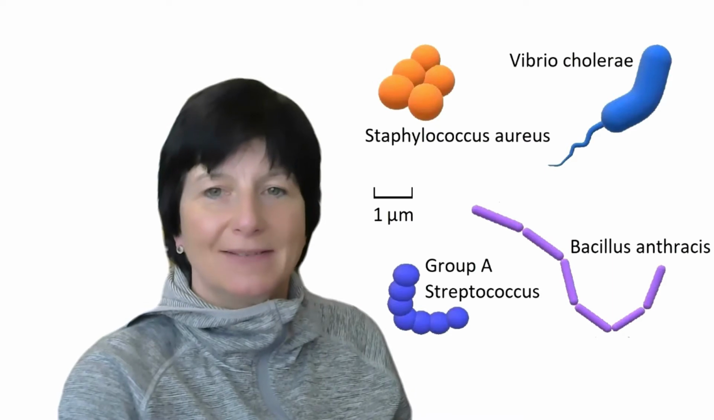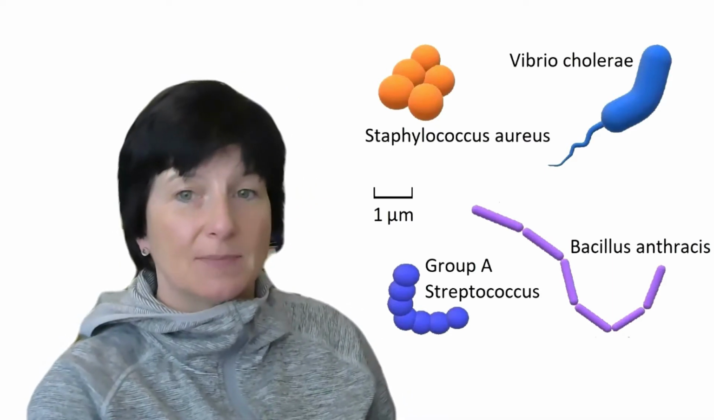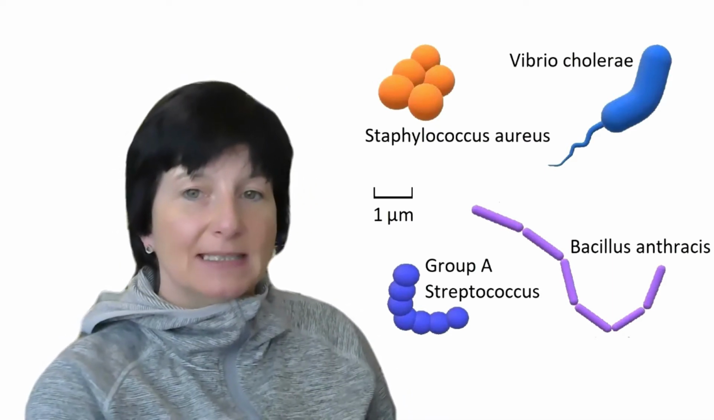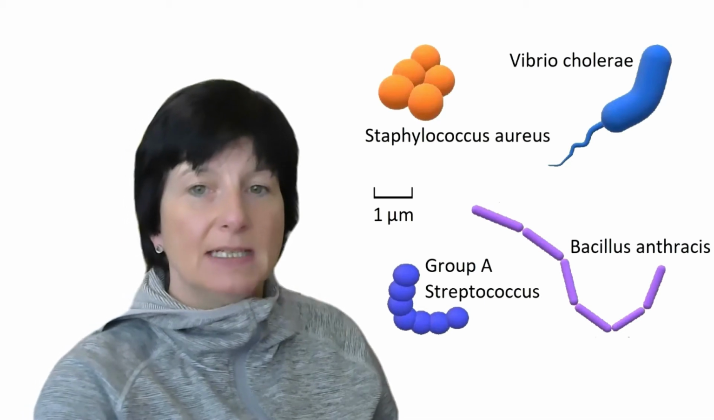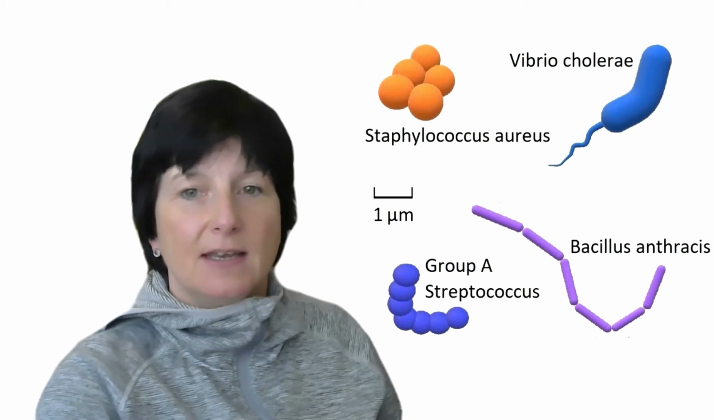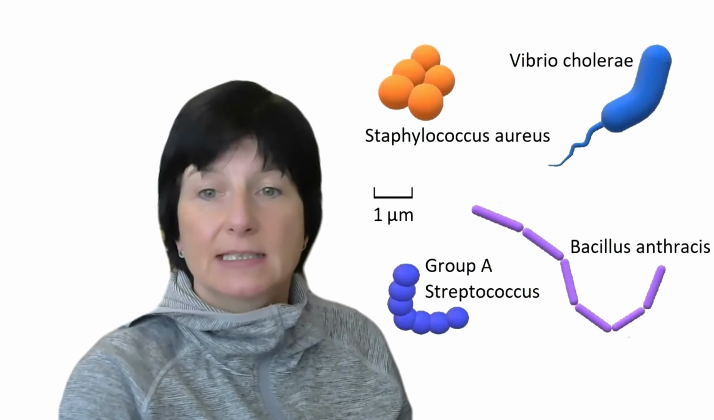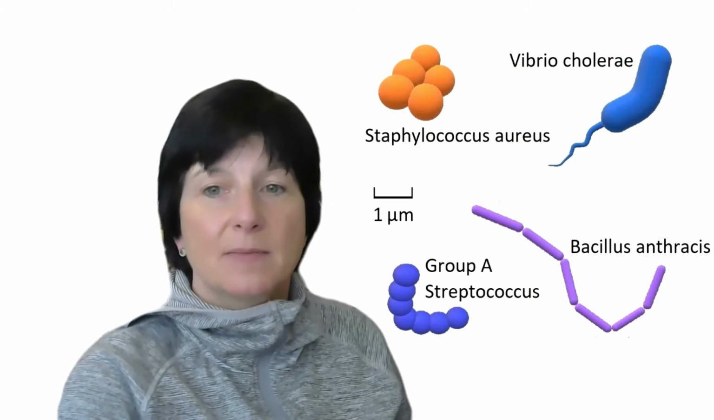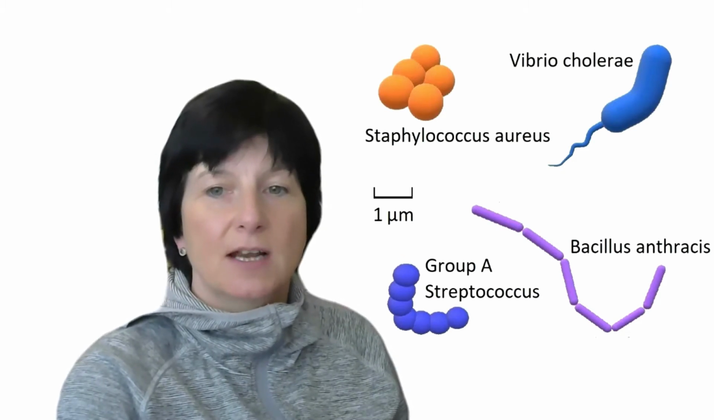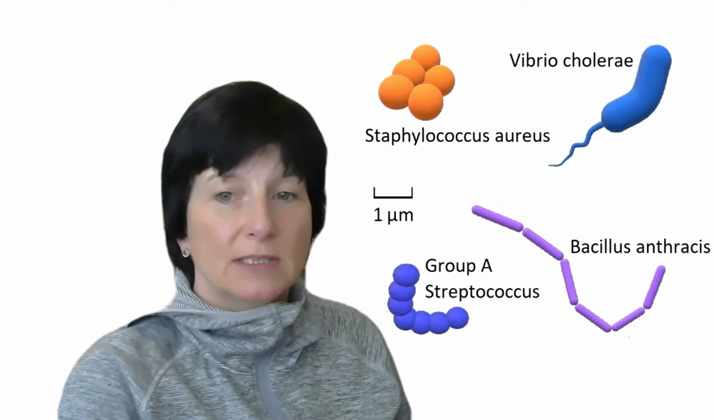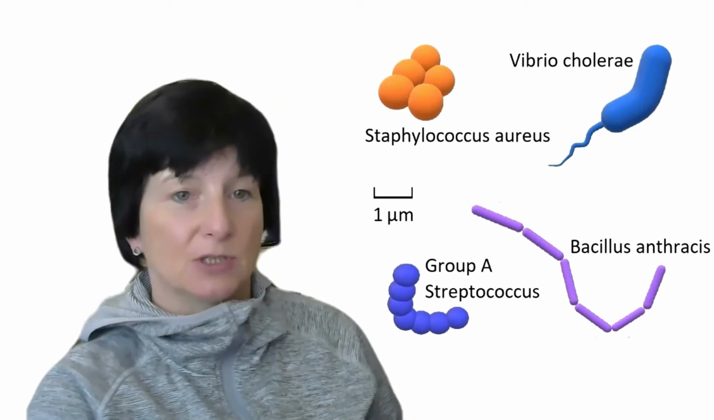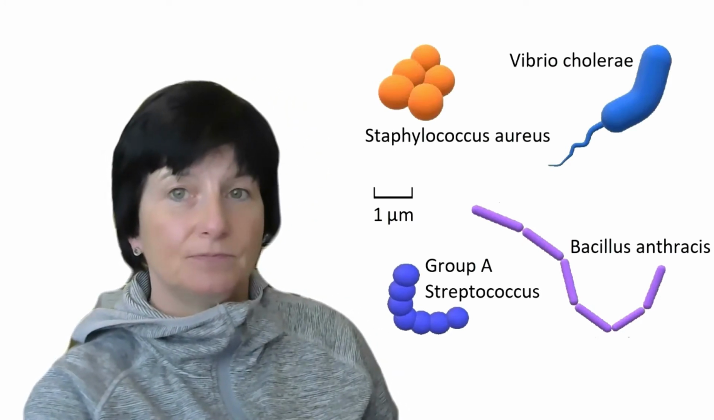Down in the bottom left there, we've got group A Streptococcus. This group of bacteria can cause many different types of infections, from minor illness to very serious deadly diseases. Some examples of diseases they cause are scarlet fever, strep throat, and cellulitis, which is a skin infection.